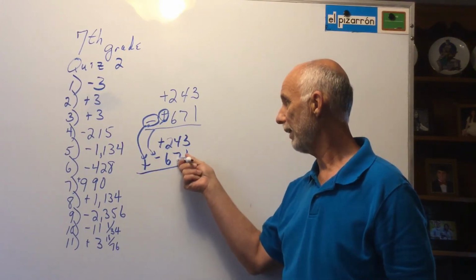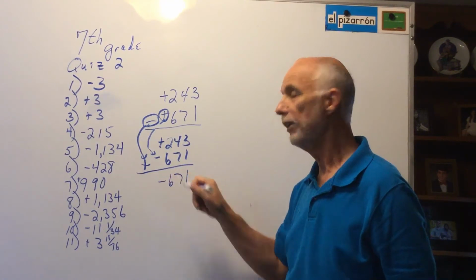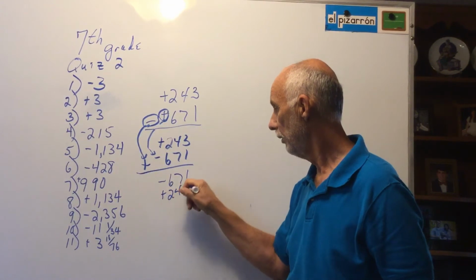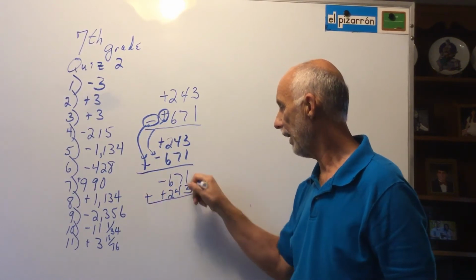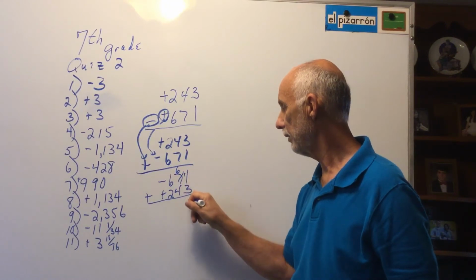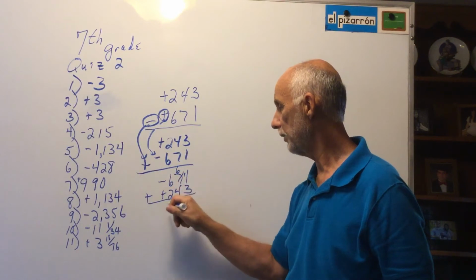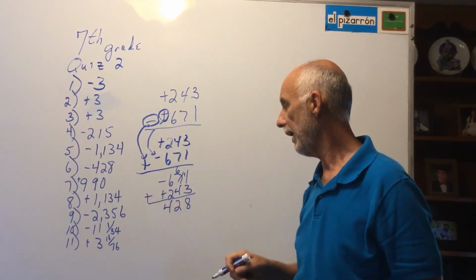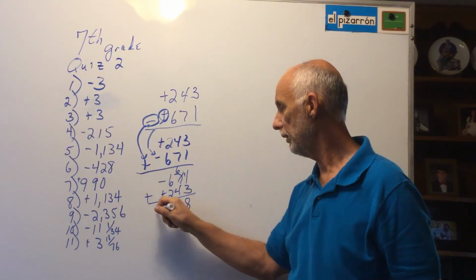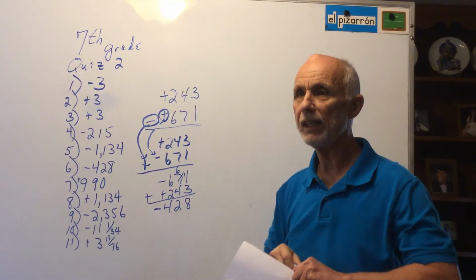I can't subtract this from that because it's larger, so I use the commutative property of addition to change the numbers around. And then I can subtract if I borrow from the 7, make it a 6. 11 minus 3 is 8. 6 minus 4 is 2. And 6 minus 2 is 4. And again, I have to take the sign of the larger amount. The larger amount is negative, so my answer is a negative 478.